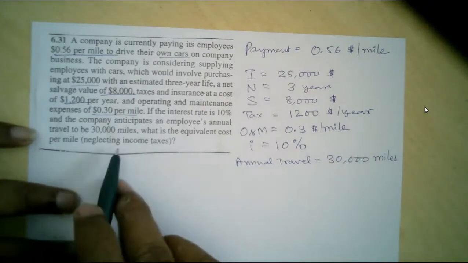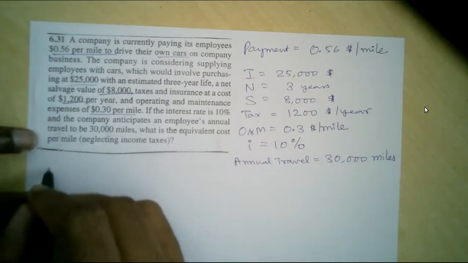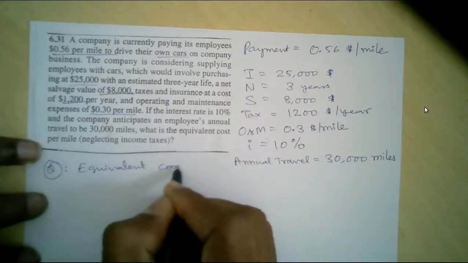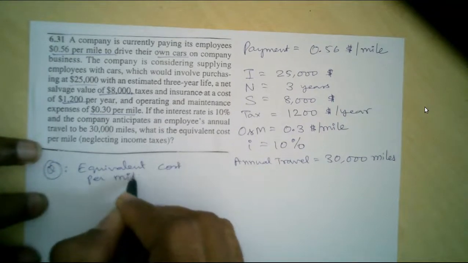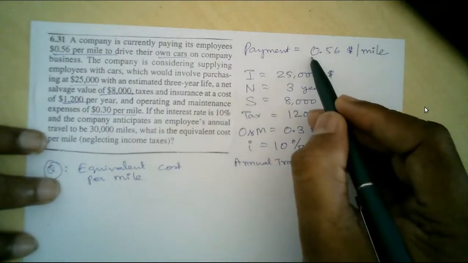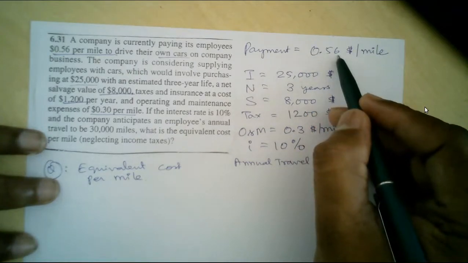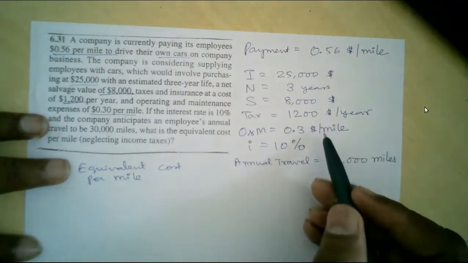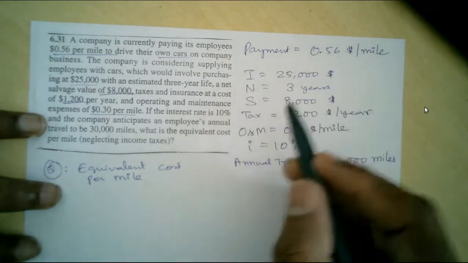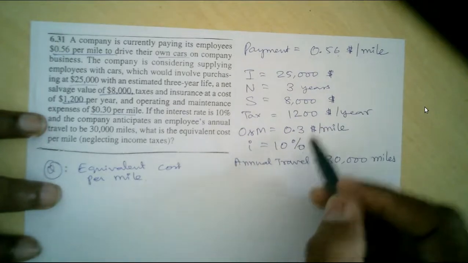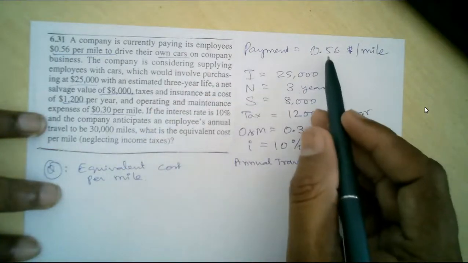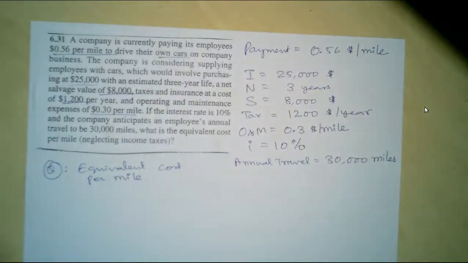What is the equivalent cost per mile neglecting income taxes? So what the question is asking is the equivalent cost per mile. Now if the equivalent cost per mile comes to be less than 0.56, then we should go for investing in the car. If the equivalent cost per mile comes to be more than 0.56, then instead of providing a car to your employee, you can ask your employee to drive their own car and just pay the $0.56 per mile. Okay, so that is the idea.